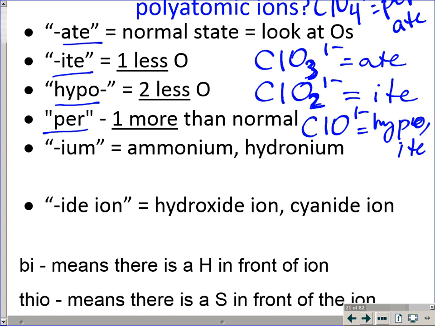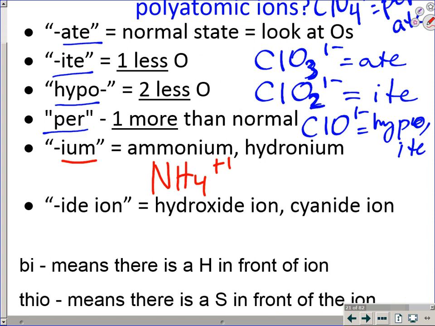There's ammonium, which is just really weird in how it relates to its formula. What is ammonium's formula? NH4 plus, right. So that does not have an ate, an ite, an ide. It's got an ium. So it's just one of those random ones that you'll just have to fit into your memory in some way or form.